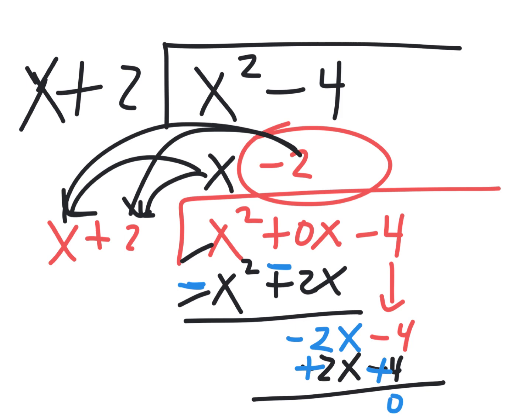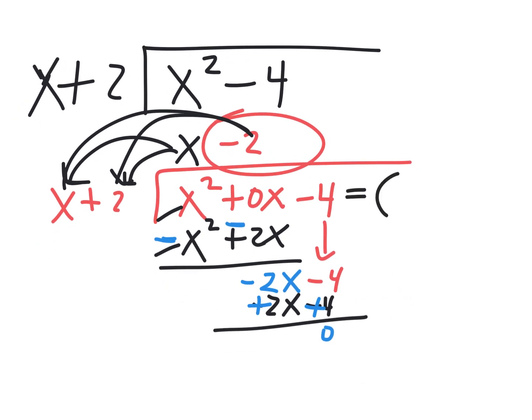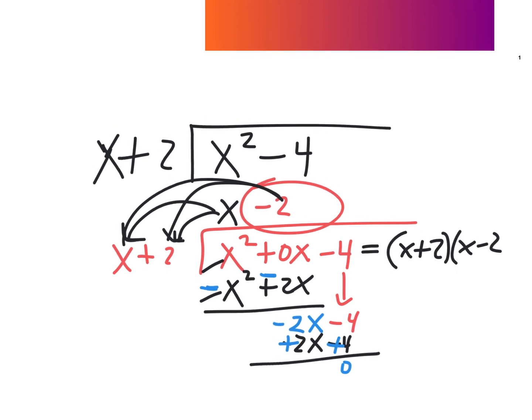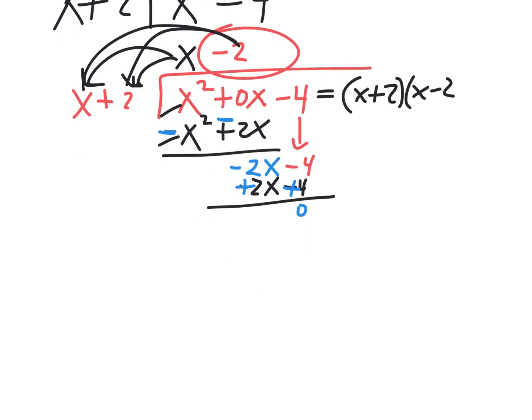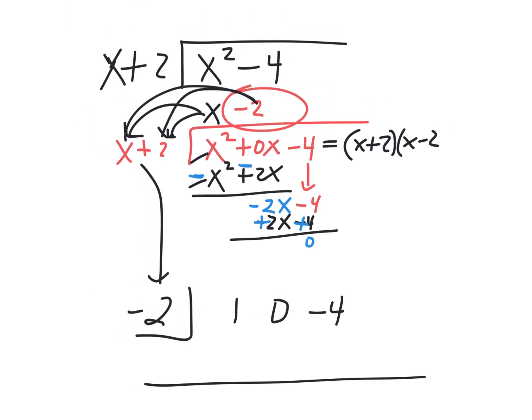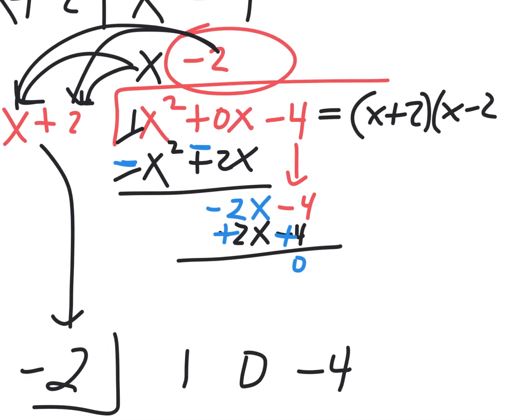So if the question was, is that a factor? What's the answer? Yes, because why? There's no remainder. Okay, good. And then you would be able to write the final answer as x plus 2 and x minus 2. Now, a quick reminder of how the synthetic would have looked. Negative 2 goes here. Remember that deal? 1, 0, and negative 4 go there. They're the numbers that came from right here. 1 here, 0 from there, negative 4 from there.